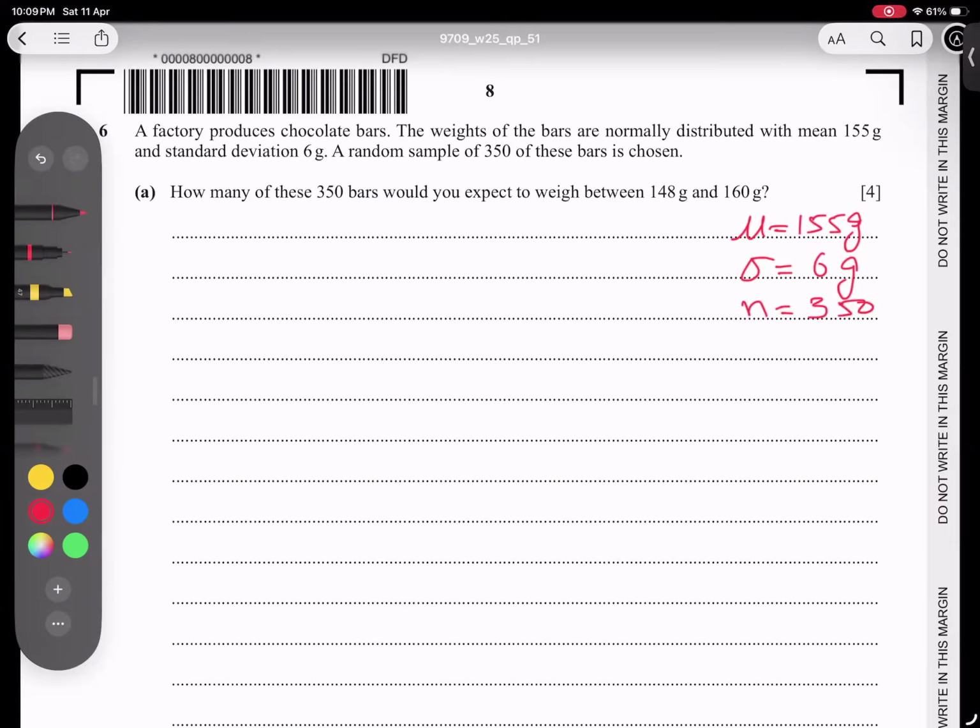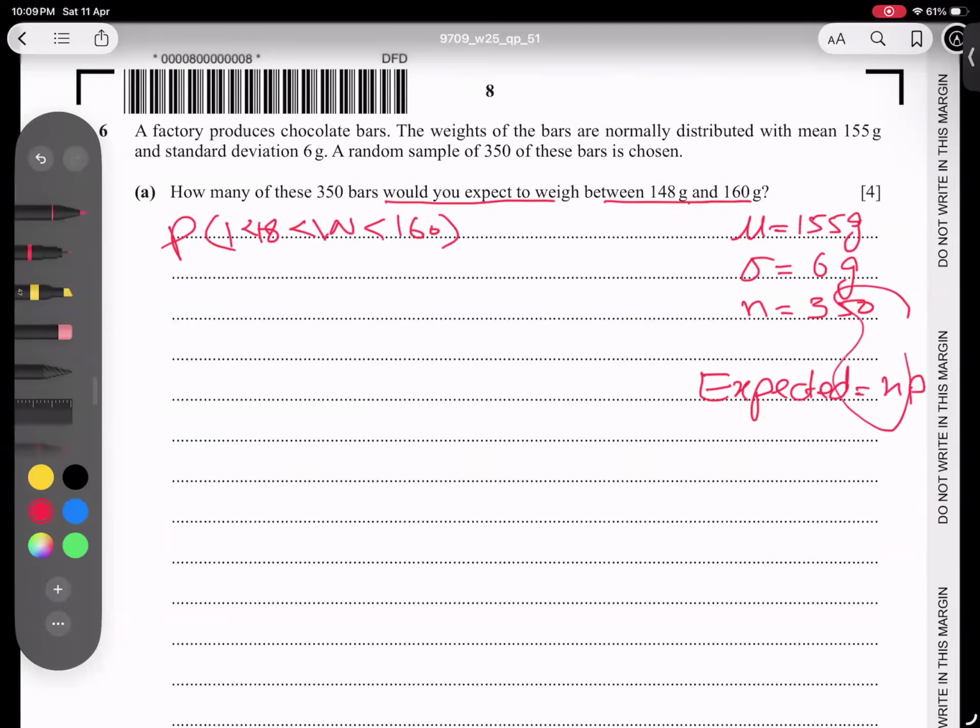How many of the 350 bars would you expect to weigh between 148 and 160? So the weight must be less than 160 and more than 148, because he is asking us what we expect. So whenever we find an expected value, the formula we have is np. So n is available, and p we're looking for. Let's start. P is not hard to find, inshallah.